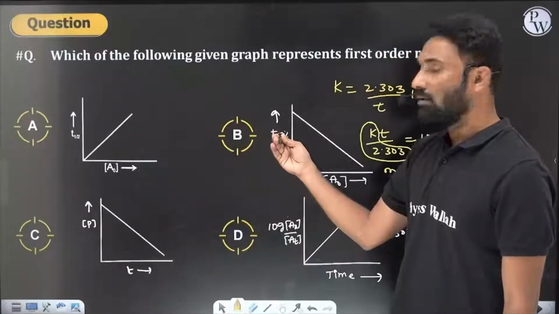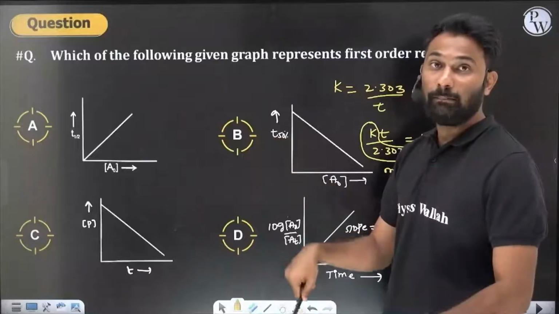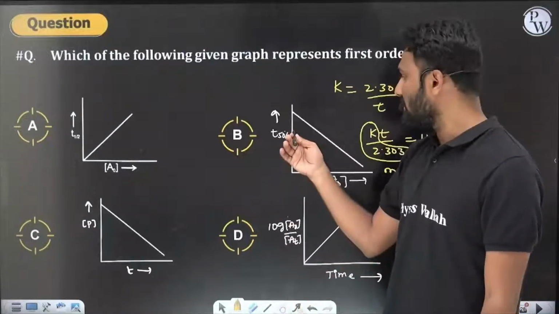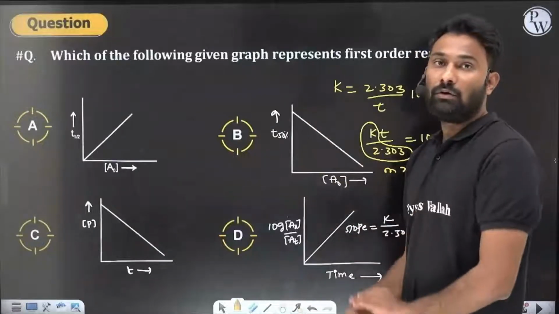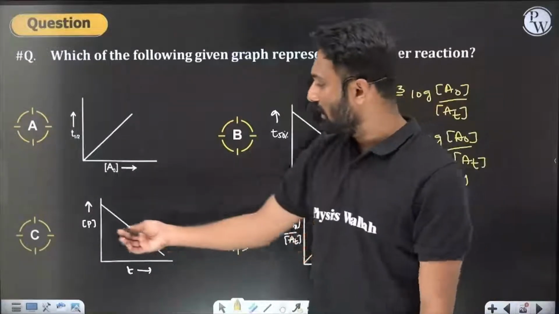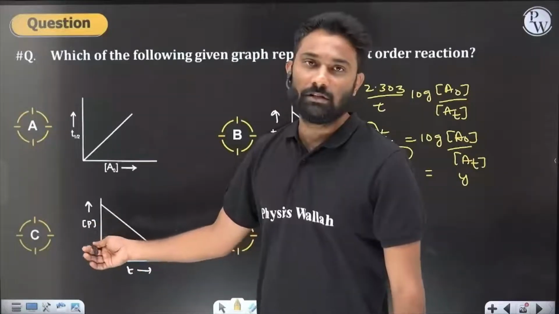Here also t half is independent of the initial concentration, so it should be parallel to the x-axis. They have given a downward arrow, so this is also wrong. Here product versus time, this is also wrong.